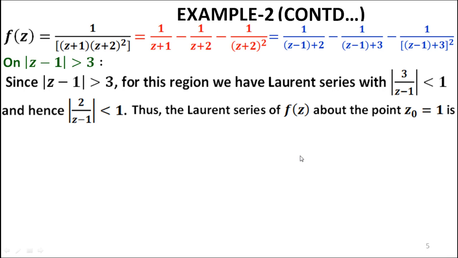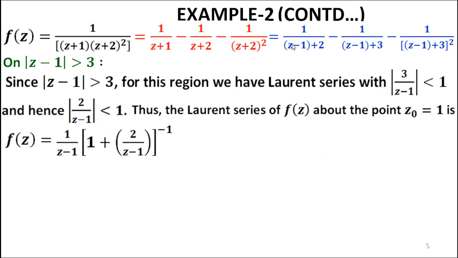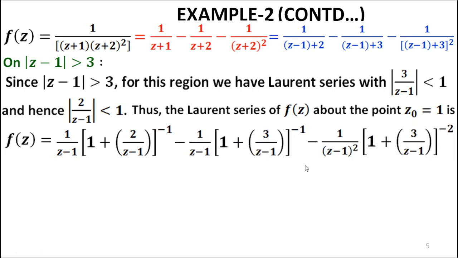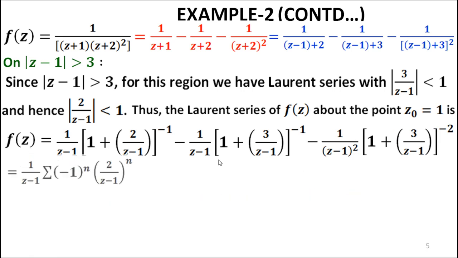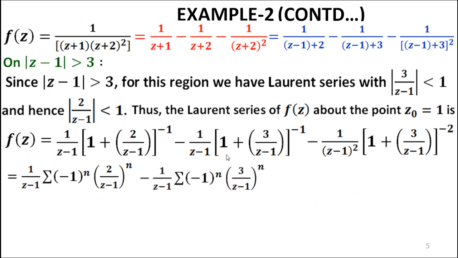So now first, f of z can be rewritten. The first term can be rewritten by taking z minus 1 as common in the denominator. We can write similarly the second one and third one. Recall the binomial expansion and apply for the first and second, we have this one. In the third term we have power is minus 2. Recall the formula and you can write this one.